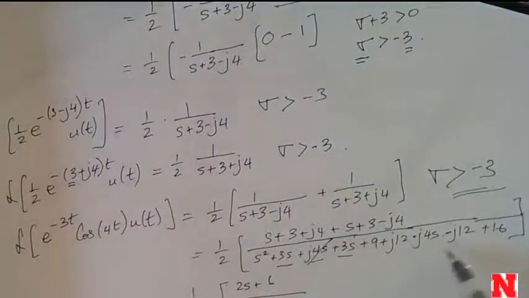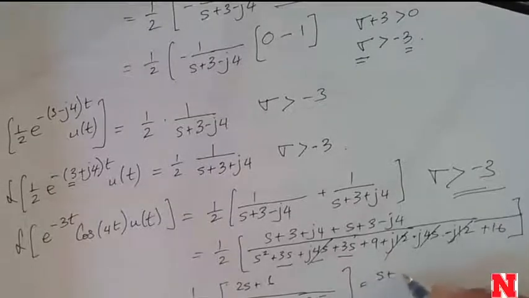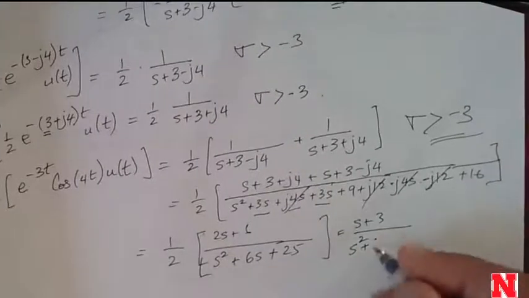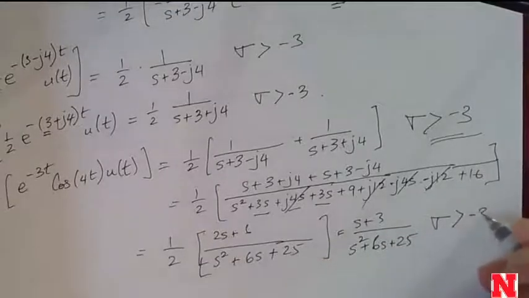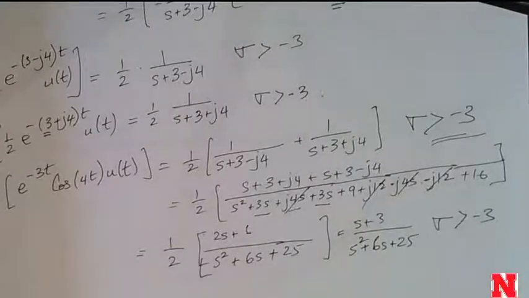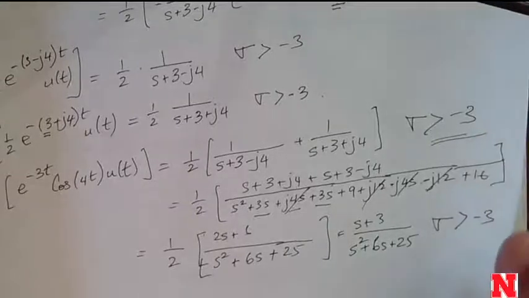And this cancels out with this, and this cancels out with this. And I've got 9 plus 16, so it's plus 25, or s plus 3 over, and I might have made a mistake in here somewhere, s squared plus 6s plus 25, as long as sigma is greater than minus 3. So it was a bit messier, but the process was exactly the same. You still have e to the minus something times t. That something became complex when you multiply it with a cosine.